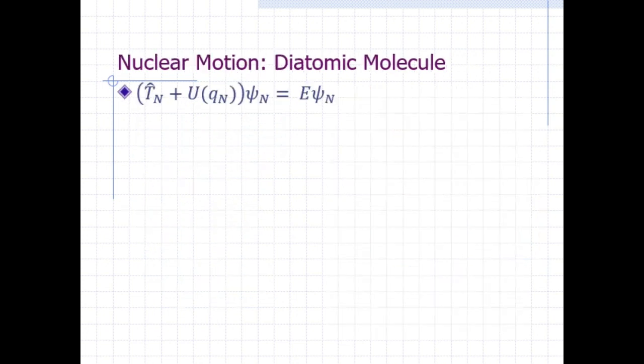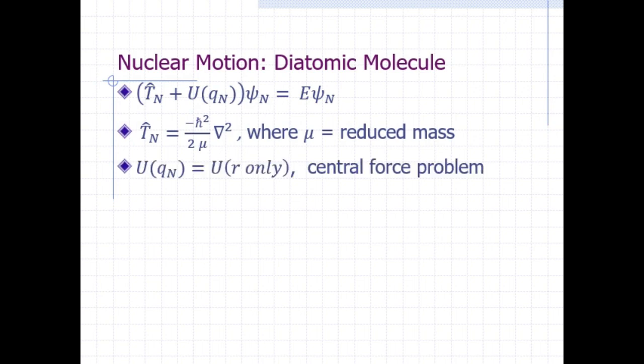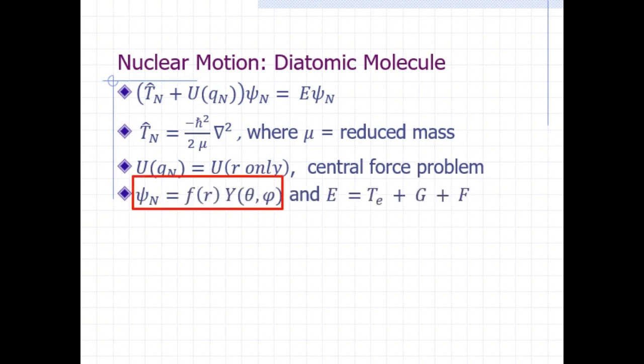For a diatomic molecule, the simplified Schrödinger equation for nuclear motion is essentially that of a two-particle problem. This means that we use the reduced mass of the two nuclei in our expression for the kinetic energy operator. Since the potential energy function depends only on the distance between the nuclei, we have a central force problem. This means that the wave function for the relative motion of the nuclei can be written as a product of a function of r and a spherical harmonic.